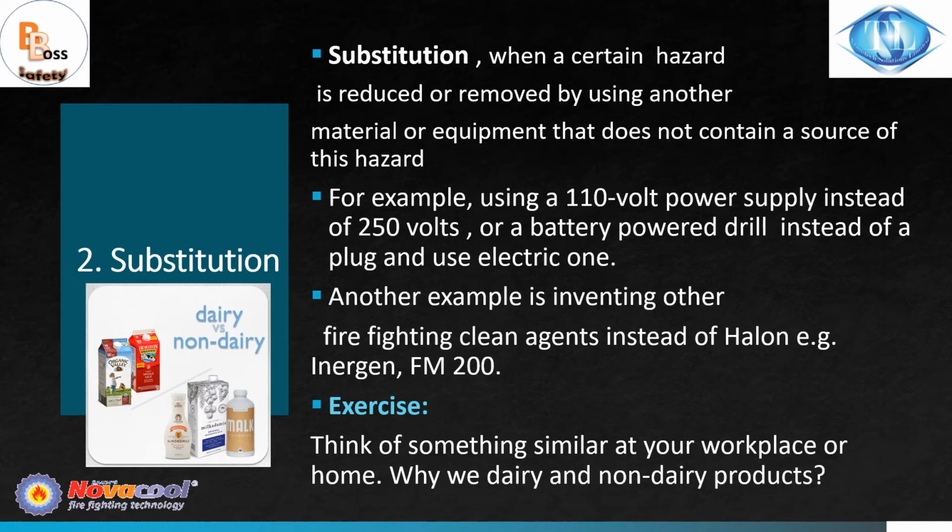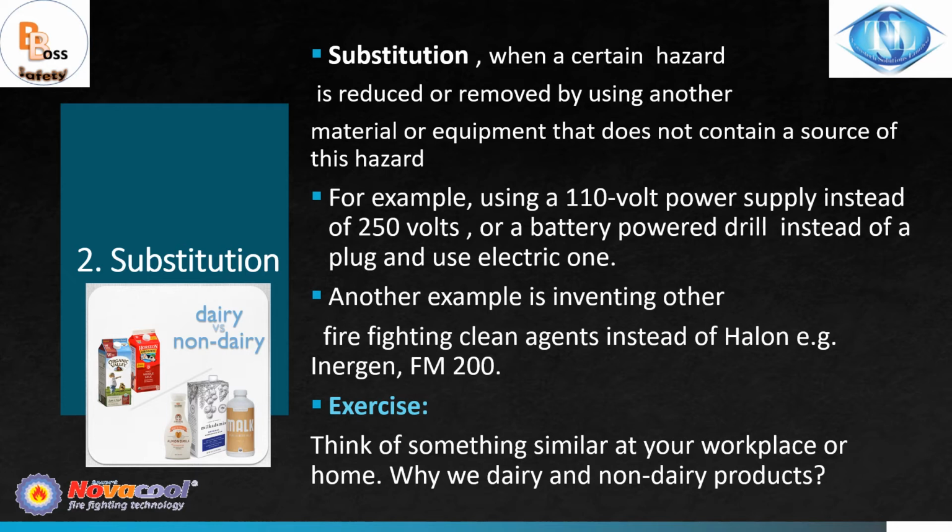Another example, use of 110 volts instead of 250 volts. As we know, the current passing in our body is the one that damages our tissue and causes all the problems. So obviously, if I have a higher voltage, the current passing in my body, if I get an electric shock, will be higher. So using a lower voltage is reducing the risk. Another example also is use of battery operated power tools instead of electrically operated power tools.